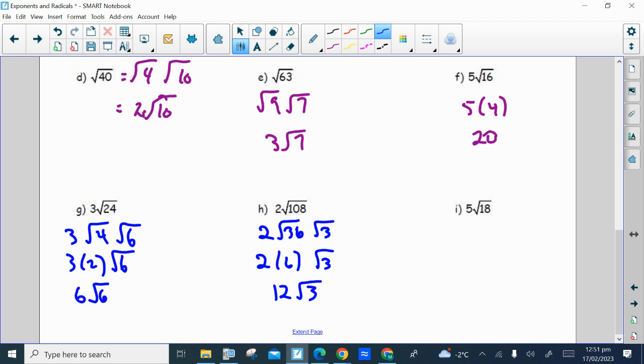Okay, 5 root 18. We need to break down the root 18. So Declan, what's the largest perfect square you think that divides into 18? Absolutely. 9 times 2 is 18. So root 18 would be broken down to root 9, root 2.